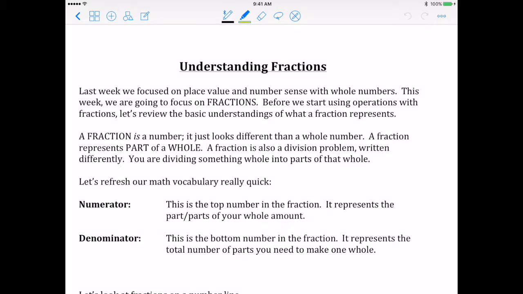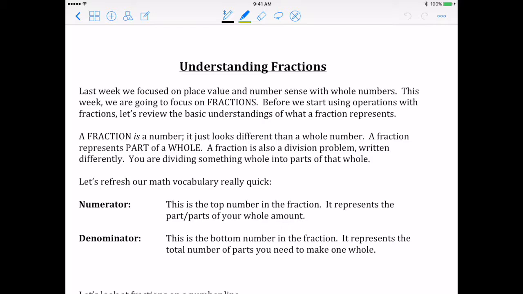Understanding fractions. Last week we focused on place value and number sense with whole numbers. This week we are going to focus on fractions. Before we start using operations with fractions, let's review the basic understandings of what a fraction represents.